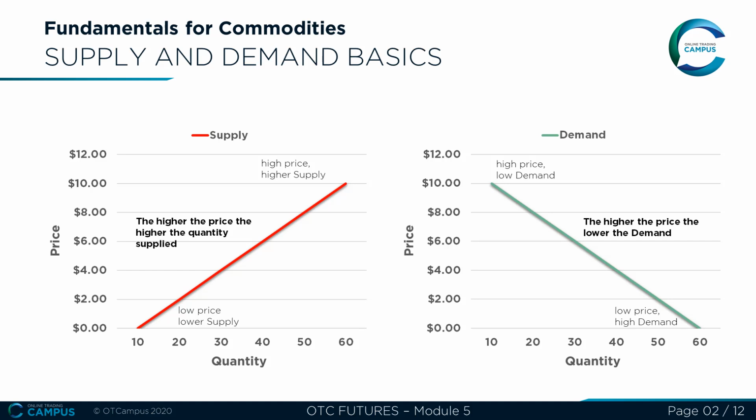For example, if you have a high price, in this case about $10 up there, you will have less demand quantity. People don't want to pay higher prices for things. Whereas if you have a low price, you get higher demand. More people are willing to buy at a lower price.